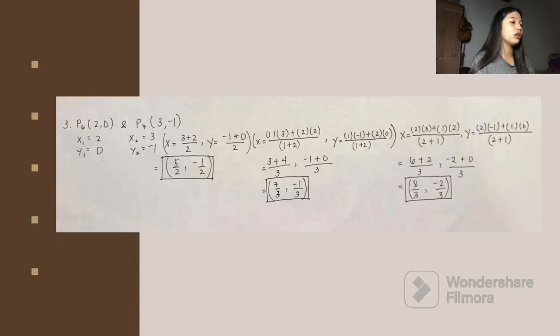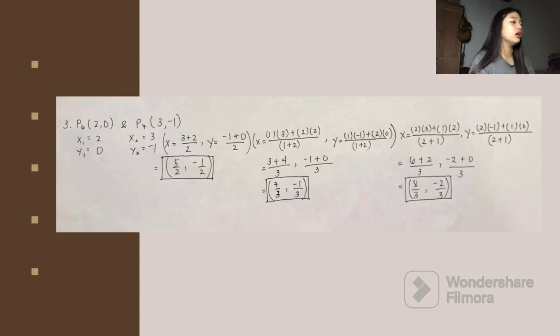So let's continue to the trisection point nearest to the first point, using the formula also. x is equal to (1 times 3 plus 2 times 2) over (1 plus 2). So x is equal to 7 over 3, and solving for y, y is equal to (1 times negative 1 plus 2 times 0) all over (1 plus 2). So y is equal to negative 1 over 3. So the trisection point nearest to the first point is 7 over 3, negative 1 over 3. So that's the ordered pair.